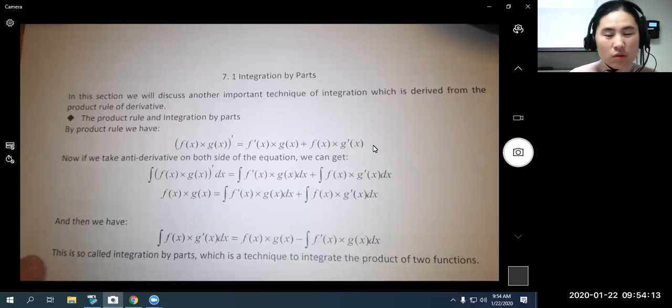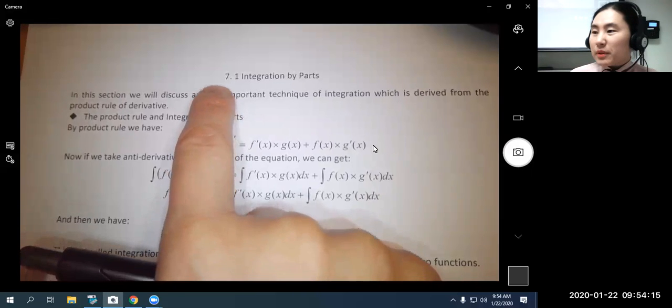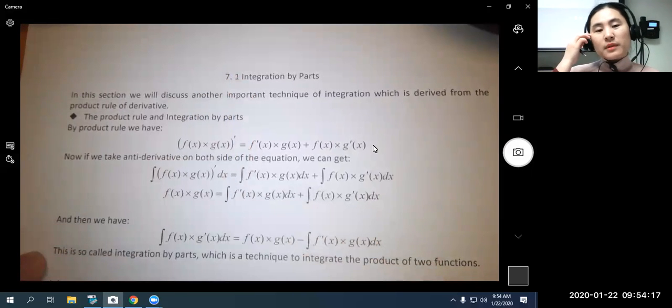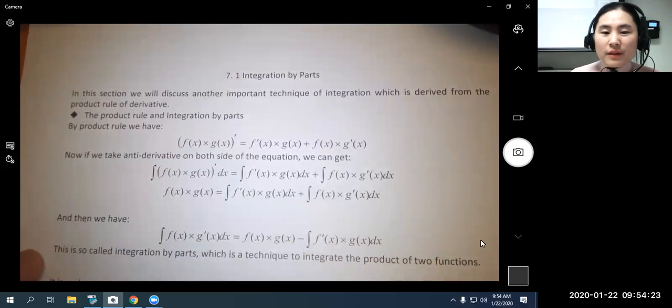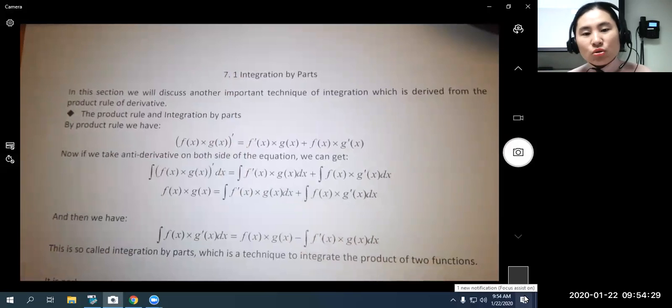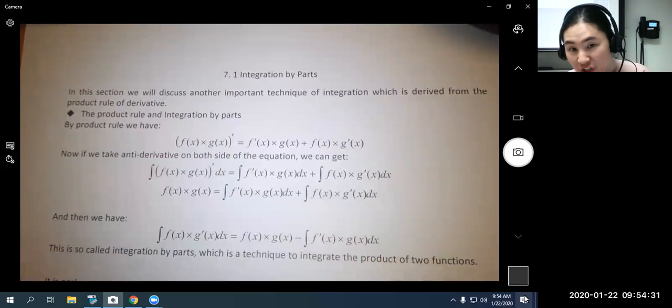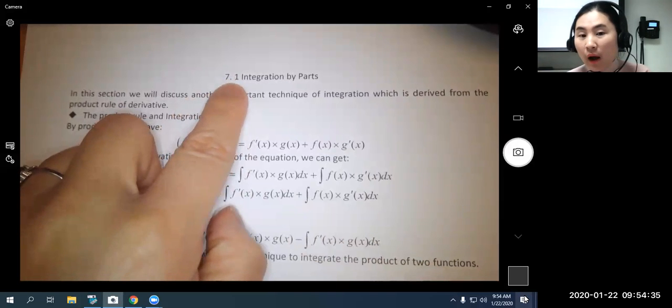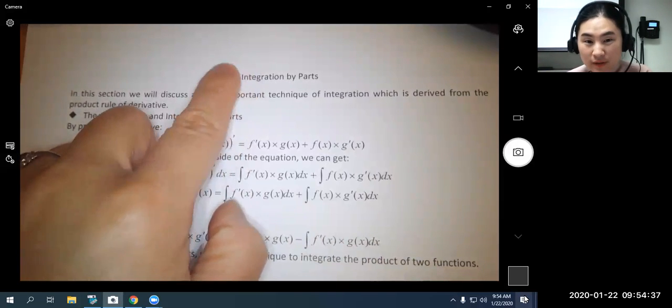All right, so starting today, we'll learn chapter 7, okay? From chapter 7, we're going to learn the first several sections. You will see all of these sections tell us about different kinds of techniques or skills for how to do integration, okay? This section 7.1 is the first section in chapter 7.